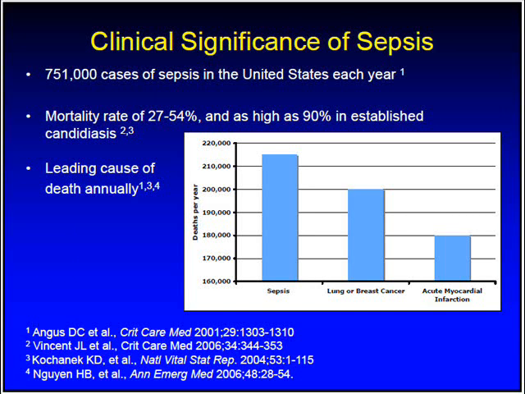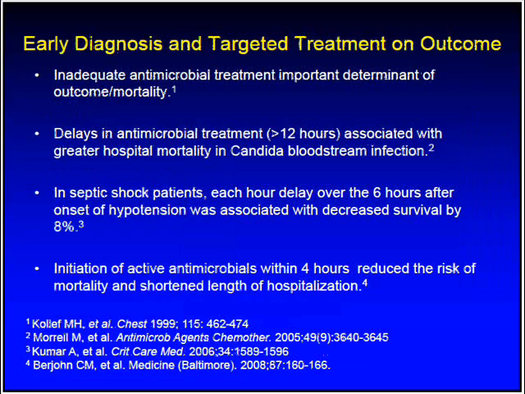So what is the significance of sepsis? About 751,000 cases of sepsis are reported each year in the U.S. Mortality rate ranges from 27 to 54% and as high as 90% with cases of established candidiasis. It is a leading cause of death annually.